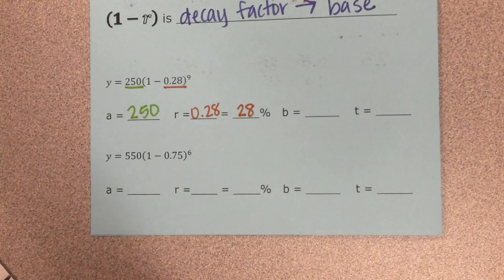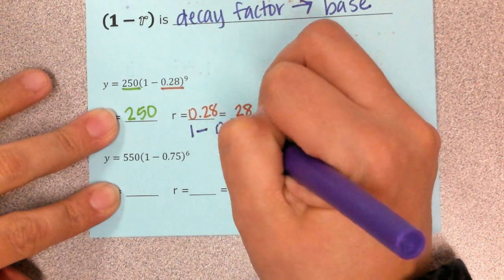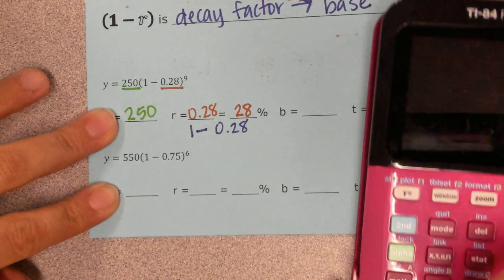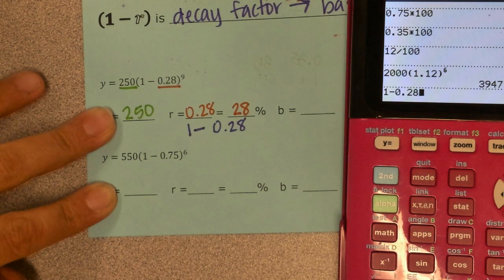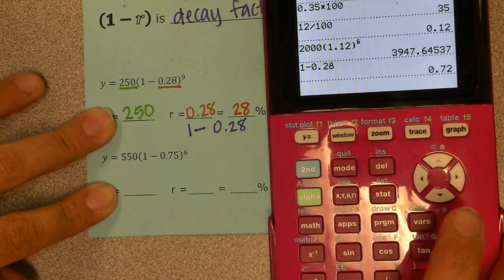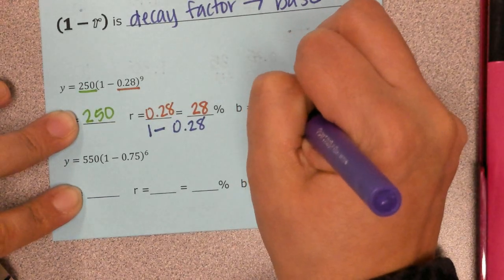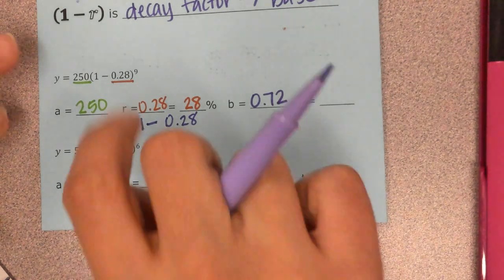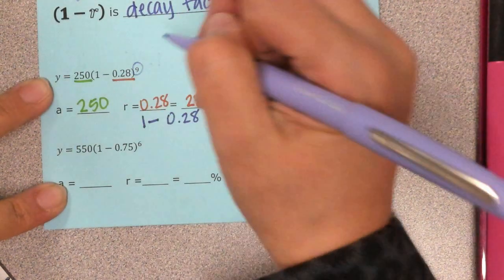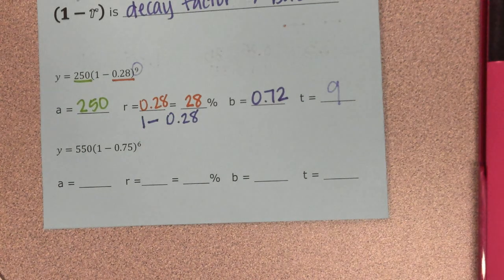Where that leaves our base at 1 minus 0.28. So our B, or base, is 0.72. And then the time that this equation is referring to is 9 years, 9 minutes, 9 weeks, whatever it is, the rate at which it's decaying.